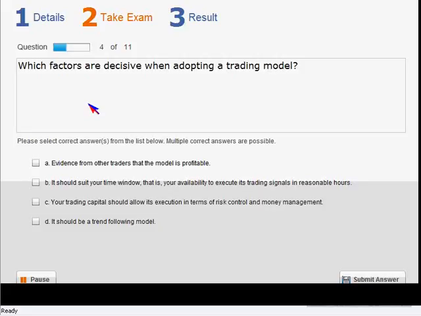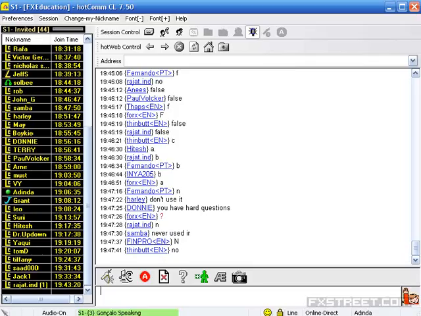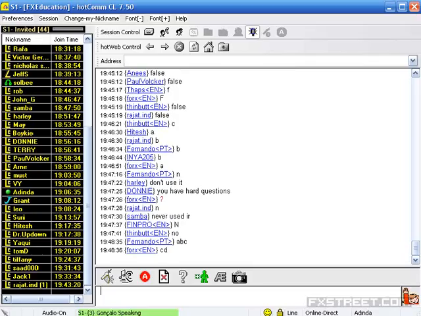Which factors are decisive when adopting a trading model? A. Evidence from other traders that the model is profitable. B. It should suit your time window, that is, your availability to execute its trading signals in reasonable hours. C. Your trading capital should allow its execution in terms of risk control and money management. Or D. It should be a trend following model. In this question, multiple correct answers are possible.